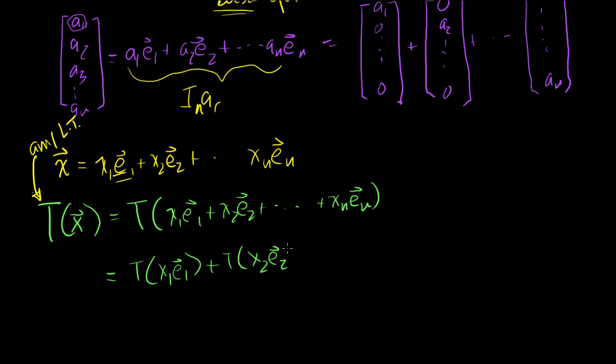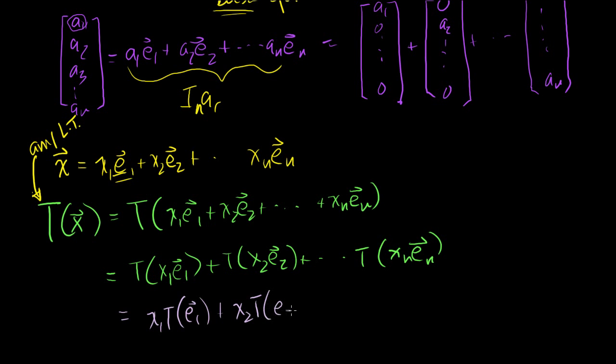So the transformation of x2 e2, all the way to the transformation of this last entry, the scalar xn times my standard basis vector en. And we know from the other property of linear transformations that the transformation of a vector multiplied by a scalar is the same thing as the scalar multiplied by the transformation of the vector. That's just from our definition of linear transformations. Plus x2 times the transformation of e2, plus all the way to xn times the transformation of en.